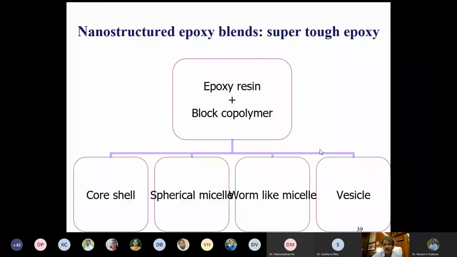They can self-assemble. And we have shown that when you mix epoxy with the block copolymers, you can make different types of nanostructures: crew-cut structures, spherical micelles, worm-like micelles, or vesicles. So we generated all these sorts of morphologies. The only thing you have to do is play with the block copolymer molecular weights and block copolymer composition. I will show you a couple of slides of what we got.